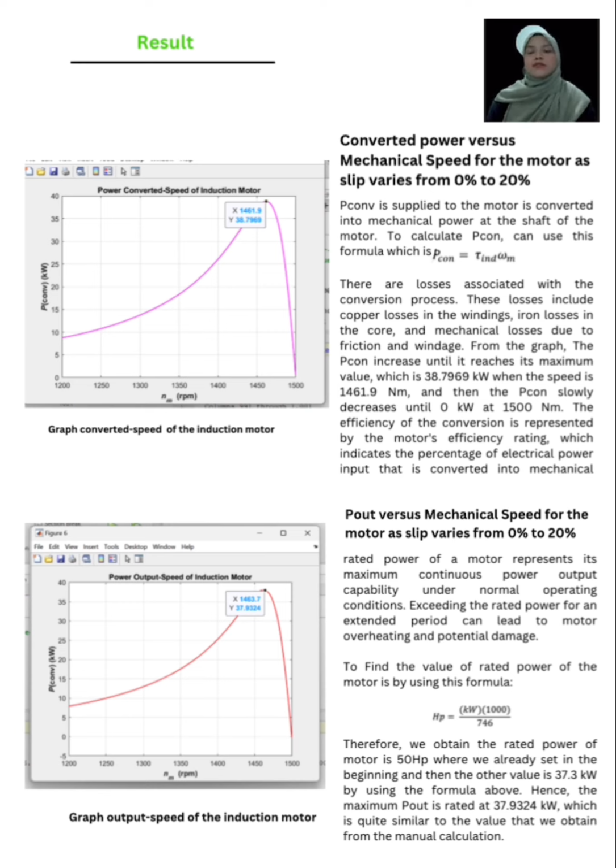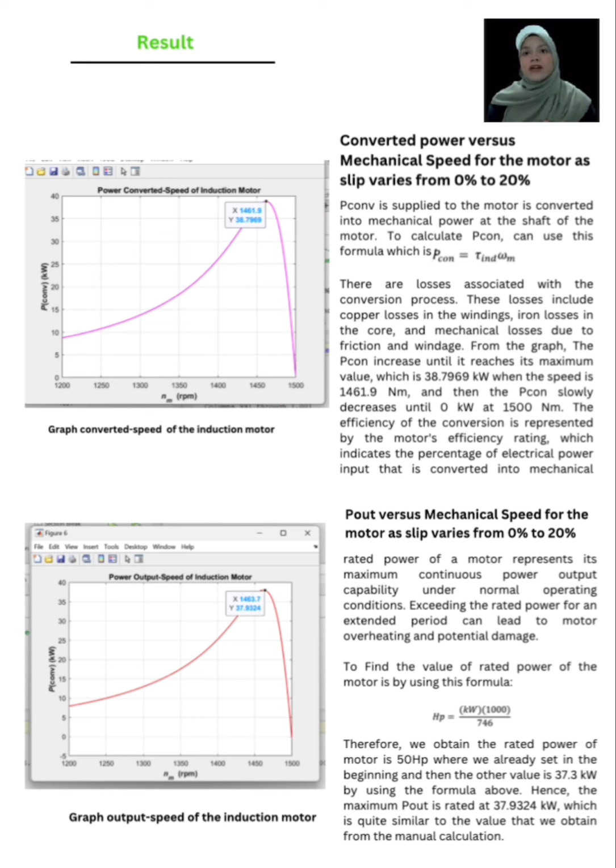The next one, I'm going to show you the result for P out versus mechanical speed for the motor as slip varies from 0 until 20%. The rated power of the motor represents its maximum continuous power output capability under normal operating conditions. The formula that we can use to find this rated power of the motor is horsepower is equal to kilowatt times 1000 over 746. As you can see, we already set the value of horsepower, which is 50 horsepower. Therefore, we obtain the value of 37.3 kilowatt.